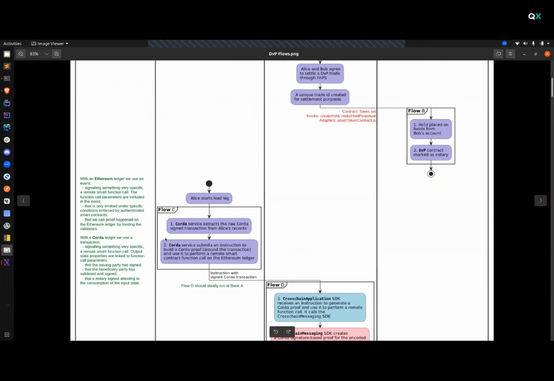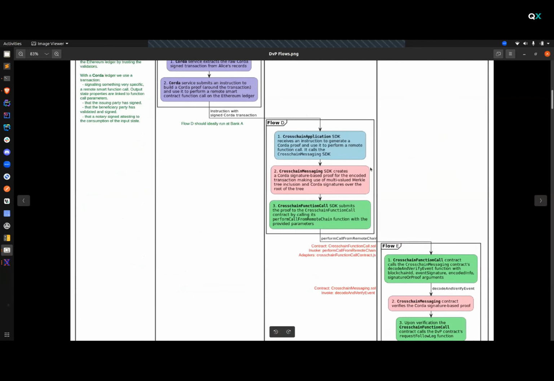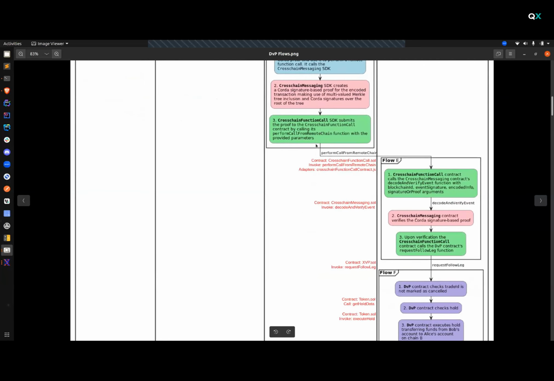So Bank A, Alice, will out of her Corda vault take the signed Corda transaction and submit a settlement instruction. The Ethereum interop service will wrap it up in a Merkle proof, a multi-valued Merkle proof, which is still using the same Merkle proof structure that Corda uses. And it will present a Corda proof to the Ethereum side.